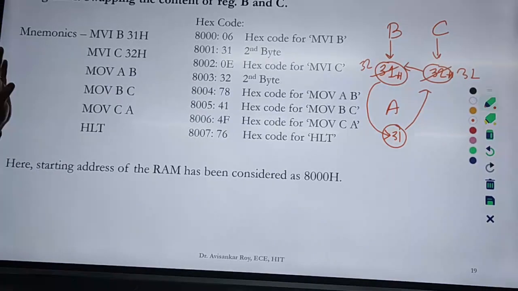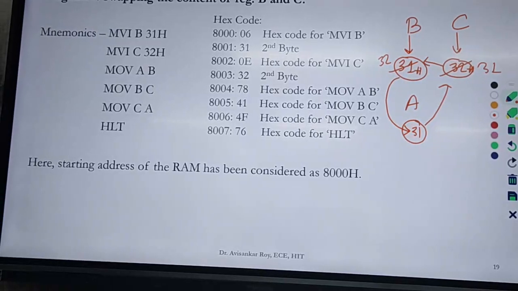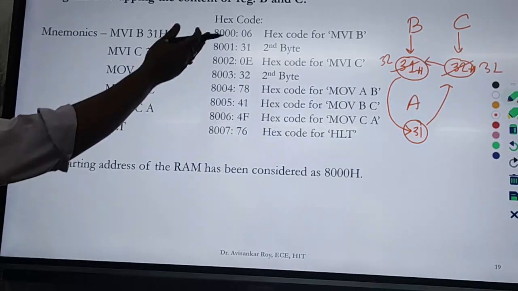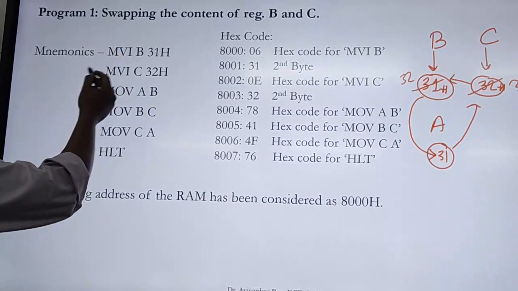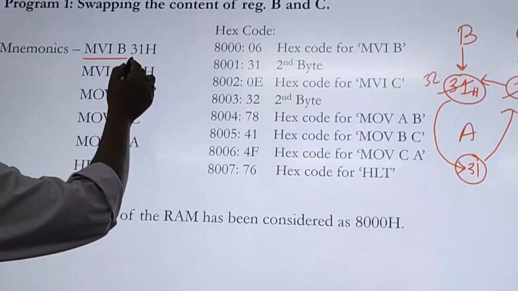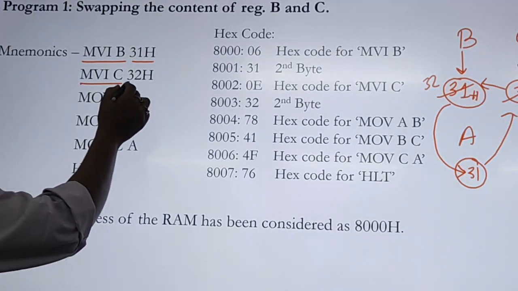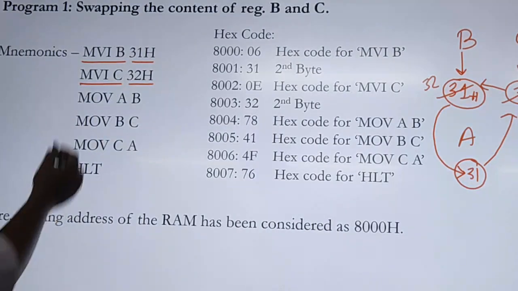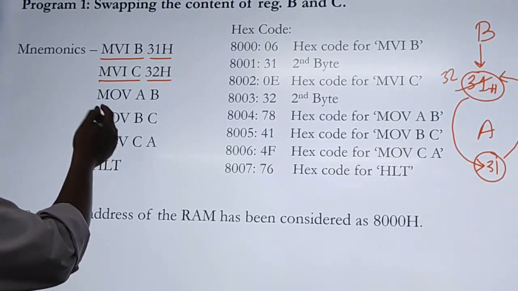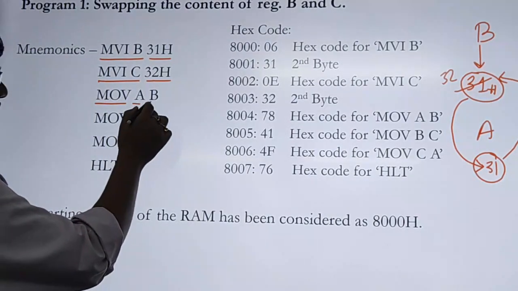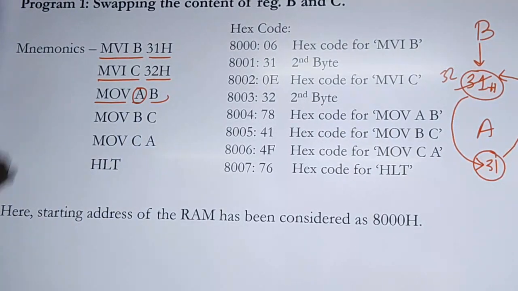It is very simple to understand the algorithm, and depending upon this process we can explain the instructions one by one. First we simply store 31 into the B register. So here we write MVI B, 31, and 31 will be stored into the B register. Then MVI C, 32, so 32 will be stored into the C register. Then we move the content of B to the accumulator: MOV A, B. Here B is the source and A is the destination, so the content of B will move to the accumulator.